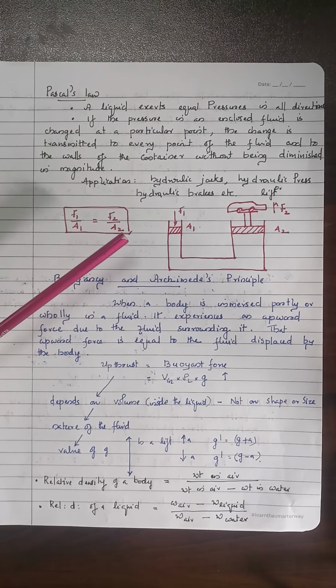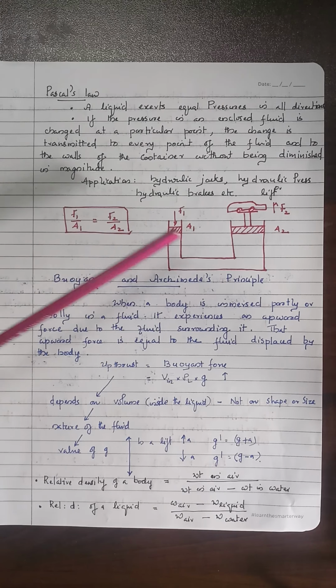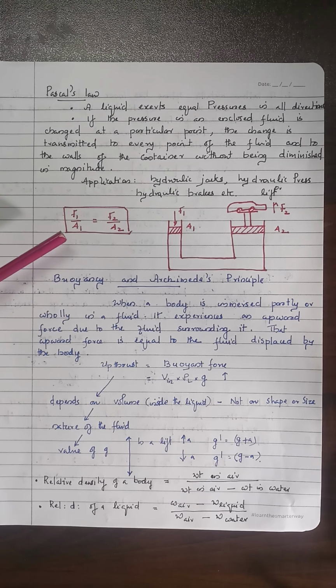So here, the hydraulic lift. At every point, the pressures are equal. So for the two pistons, we can say F1 by A1 should equal F2 by A2. There, A1 and A2 are the corresponding areas. The very important concept, buoyancy and Archimedes principle.